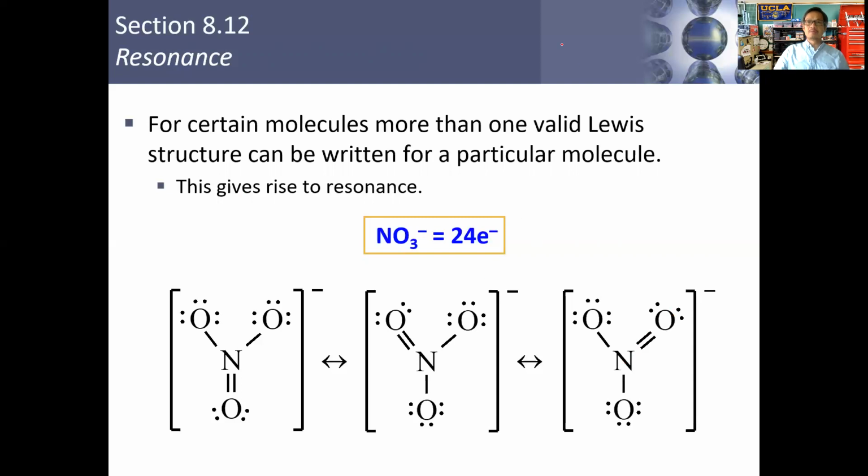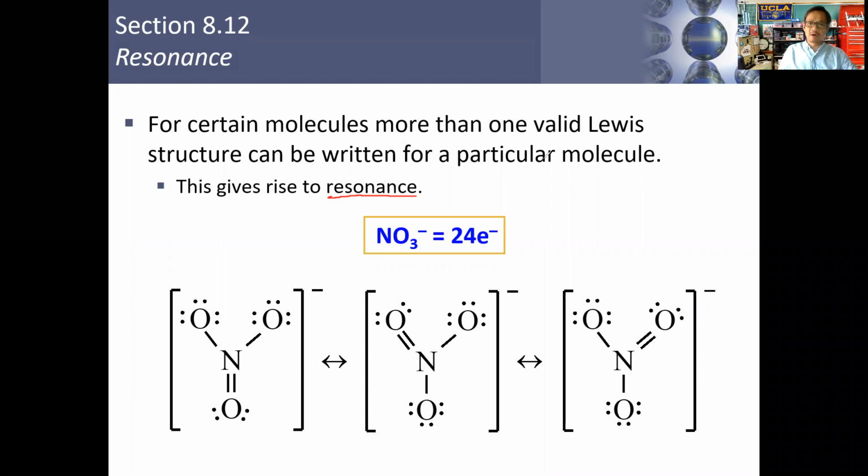So what we've done here is that we've drawn equivalent structures. These are equivalent, meaning that they are equal and equally valid. However, they are not the same. This is what we refer to in chemistry as resonance, and this is another one of the problems with the localized electron model.